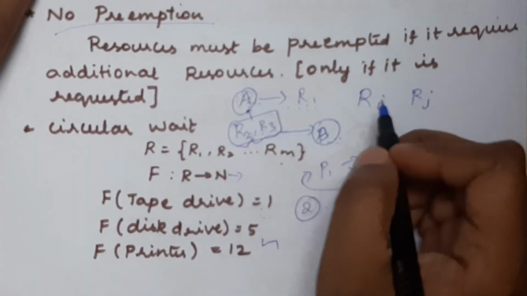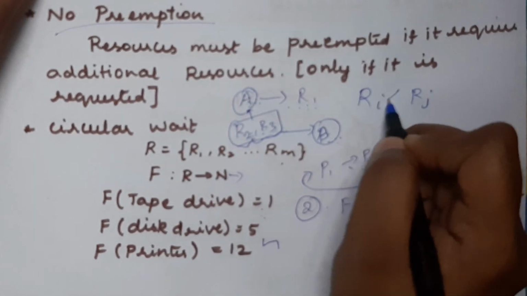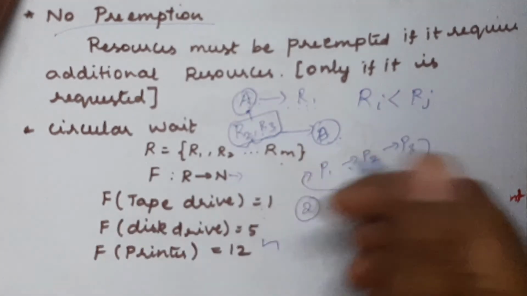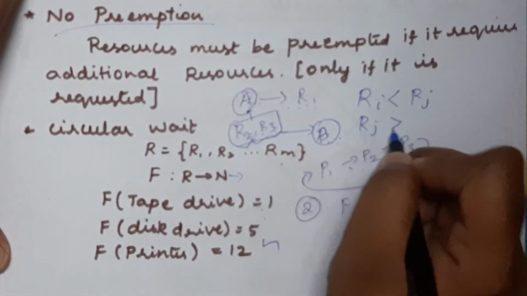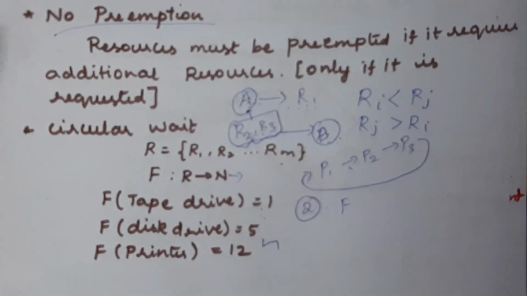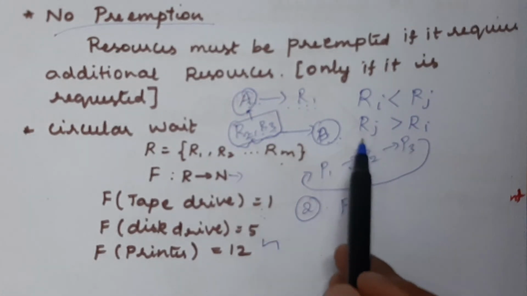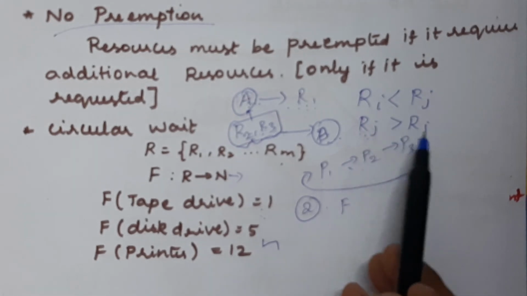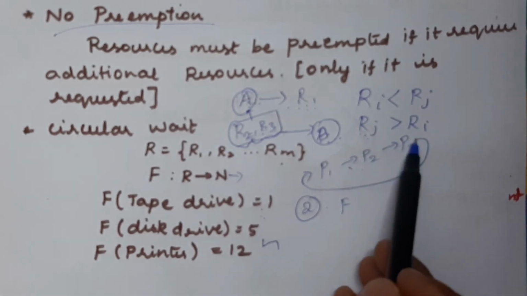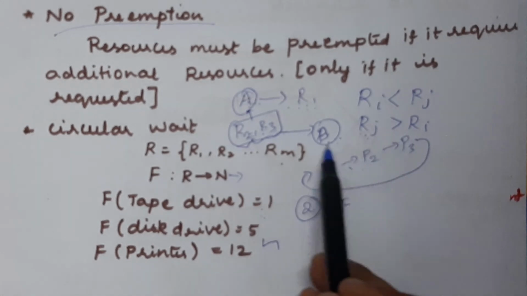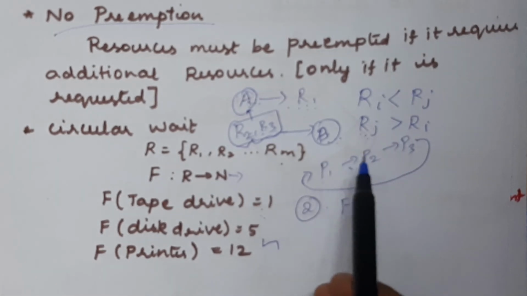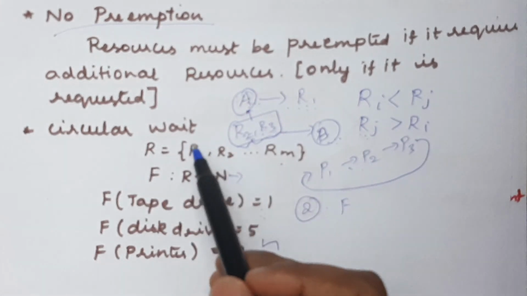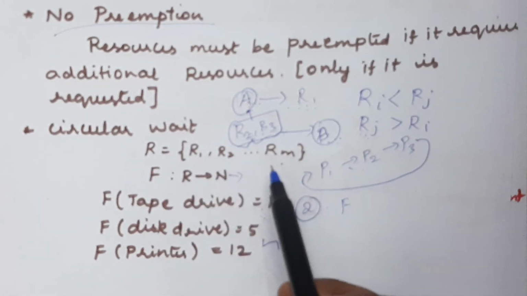So now we need to check whether Ri is less than Rj. Otherwise we can also check it as Rj is greater than Ri. Which means the additional resource whatever it is requesting, its number must be greater than the previously allocated resource. So it is in increasing order. This is the condition to be satisfied. In that way we can deny this condition, and we can prevent the deadlock.